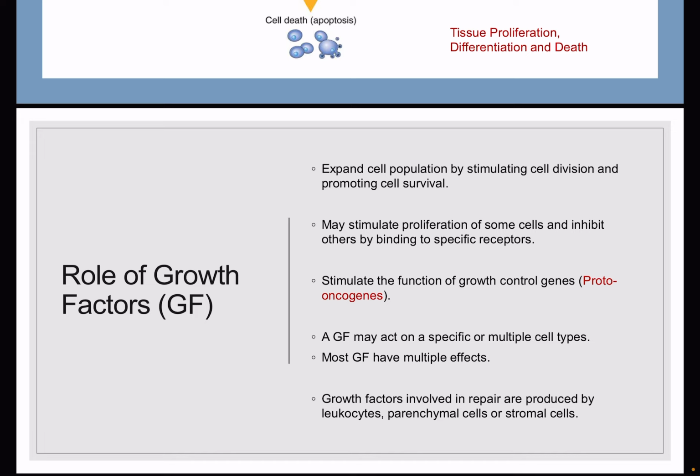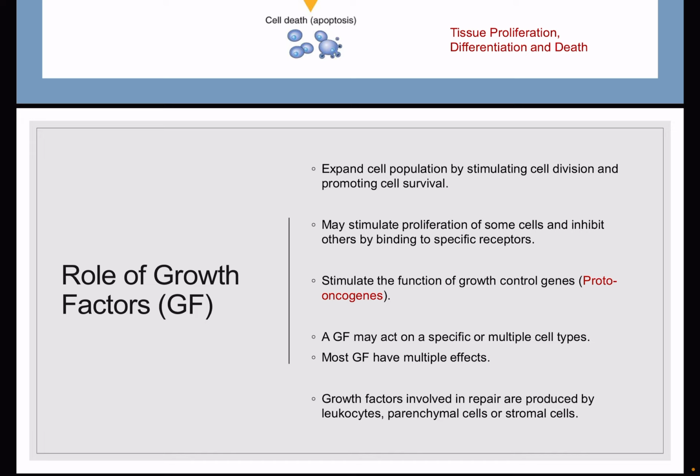And a growth factor can be specific to one cell, and it can be generalized to multiple cell types. For example, growth hormone affects all the cells in the body to grow, isn't it? But then you have thyroid stimulating hormone. It only stimulates what? The thyroid cells, isn't it? So some of these growth factors are specific to a cell, and some have effect on multiple cells.